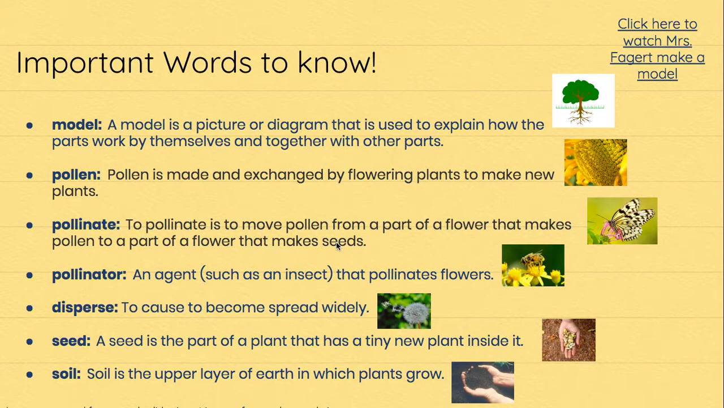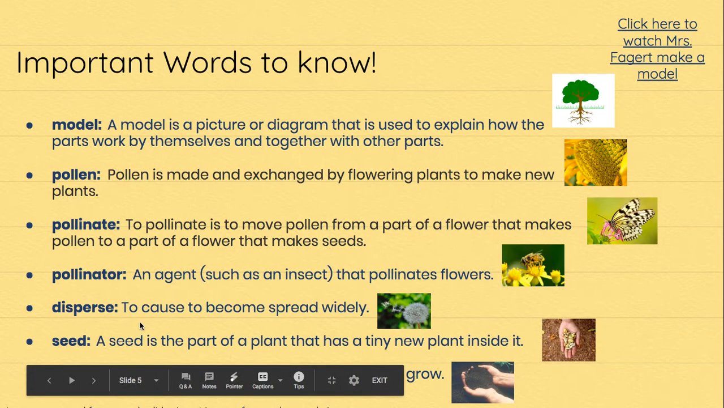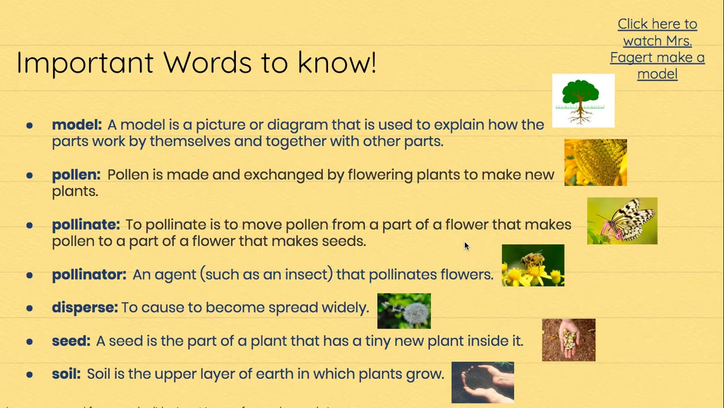To pollinate is to move pollen from a part of a flower that makes pollen to a part of a flower that makes seeds. A pollinator is an agent such as an insect that pollinates flowers. Disperse is to cause to become spread widely. A seed is the part of the plant that has a tiny new plant in it. And soil is the upper layer of the earth in which plants grow. And you can click right here to watch a teacher from another school make a model.